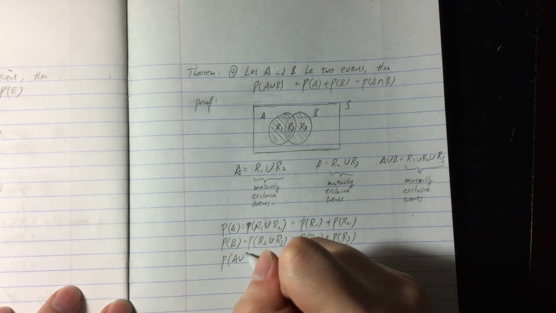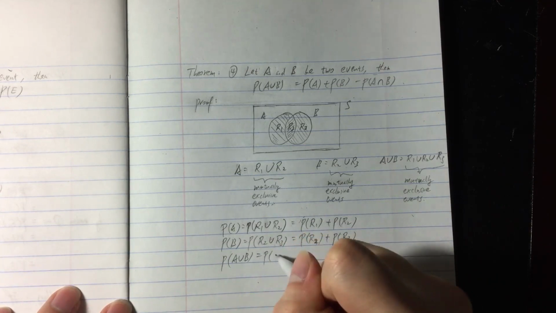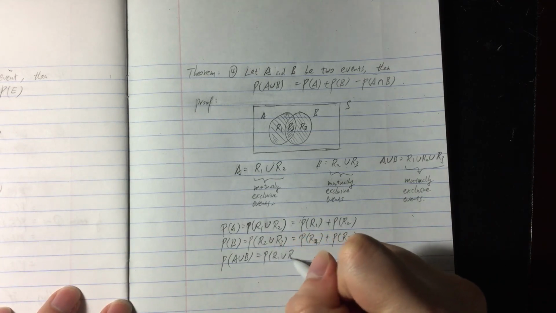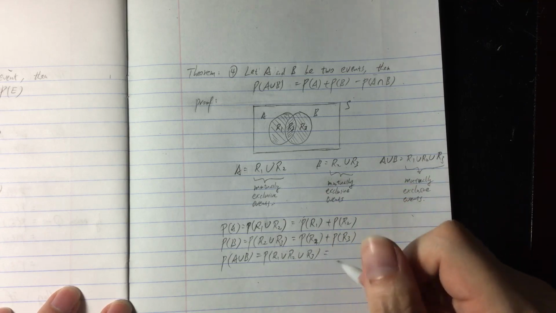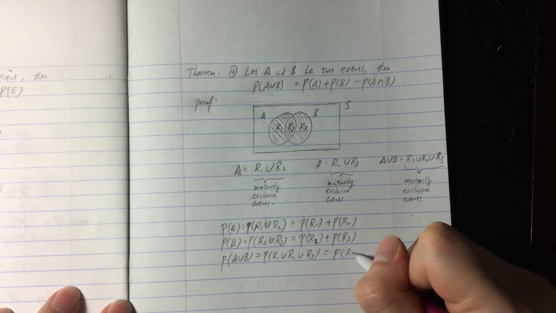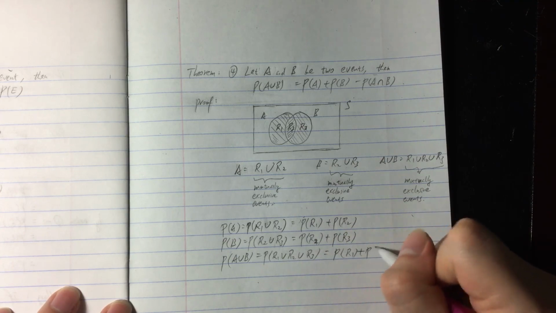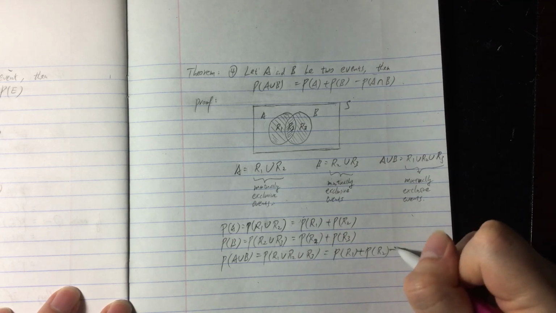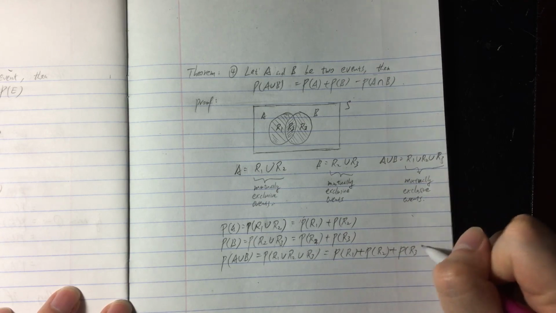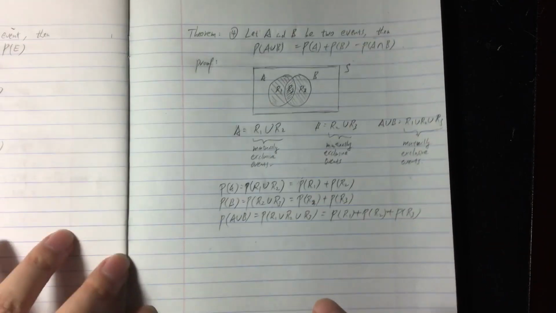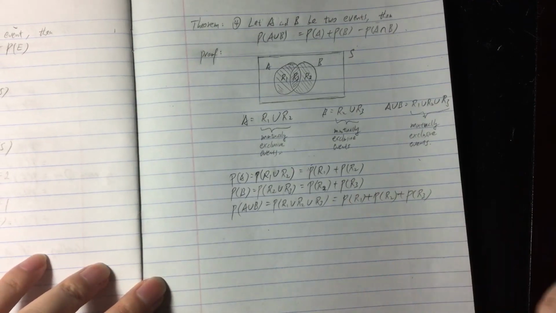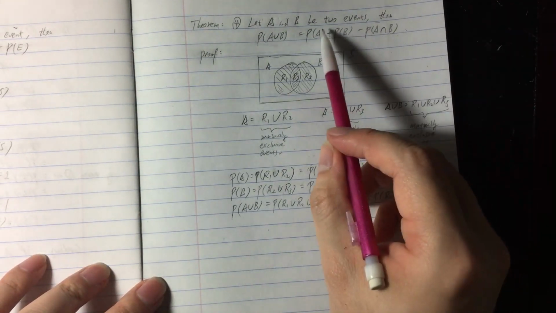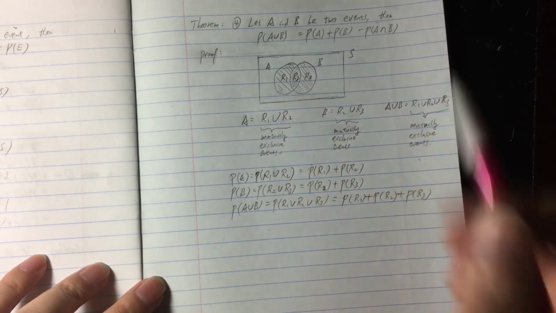Probability of A union B is the same as probability of R1 union R2 union R3. By theorem number 2, it can be written as probability of R1 plus probability of R2 plus probability of R3, since they are disjoint events, since they are mutually exclusive events. Then let's compute. Here, the right side looks more complicated. Let's compute the right side.